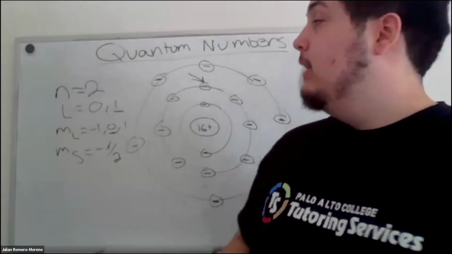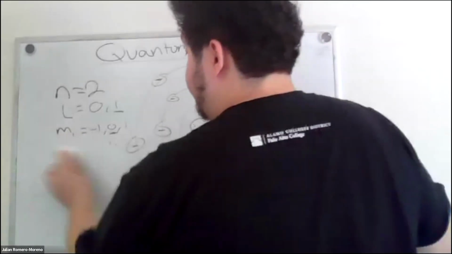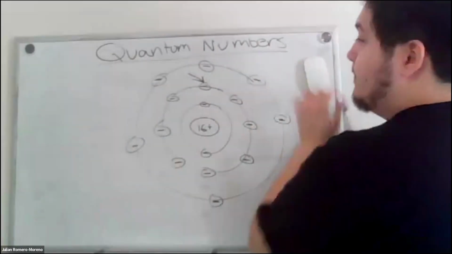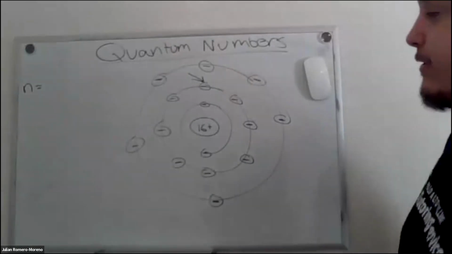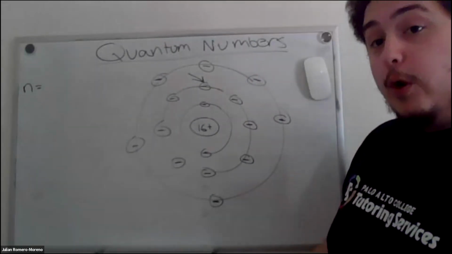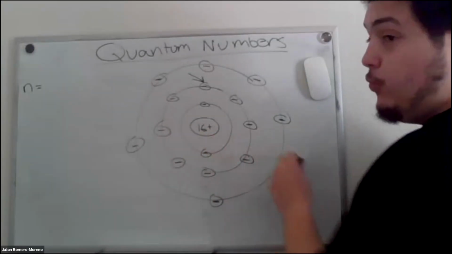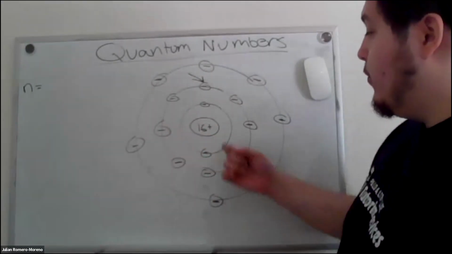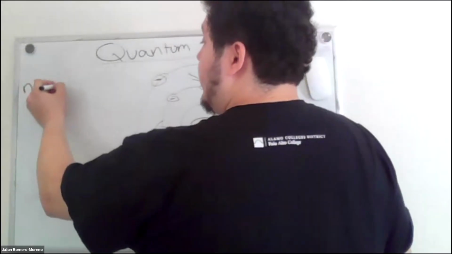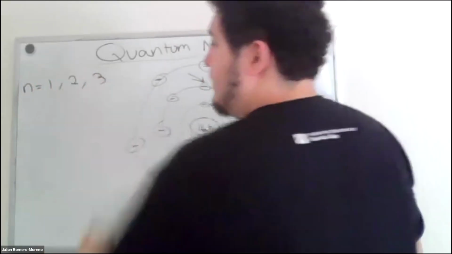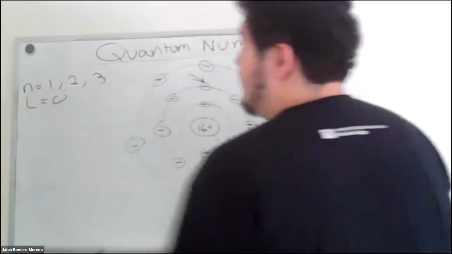Now, let's determine what are all the possible quantum numbers for sulfur. I'm going to erase all this and give us some more space. First, let's start with the n. How many energy levels do we have? Well, this is in row 3 of the periodic table. And I listed it out here. 1, 2, 3 different energy levels, 3 different distances from the nucleus, which means our n can either be 1, 2, or 3.